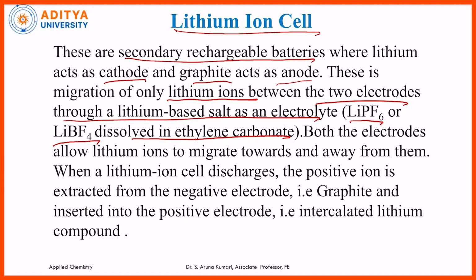Both the electrodes allow lithium ions to migrate towards and away from them. As we know, the lithium ions move from anode to cathode. When the lithium ion cell discharges, the positive ion is extracted from the negative electrode, that is graphite, and inserted into the positive electrode, and we have an intercalated lithium compound formed. So, during the oxidation and reduction reactions taking place at both the electrodes, lithium ions get intercalated with the graphite rod.